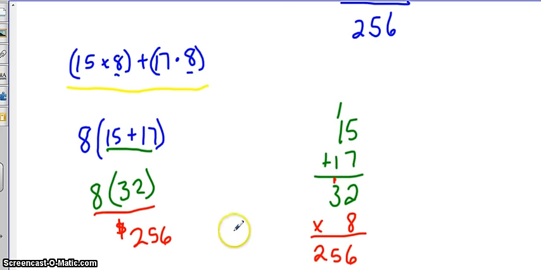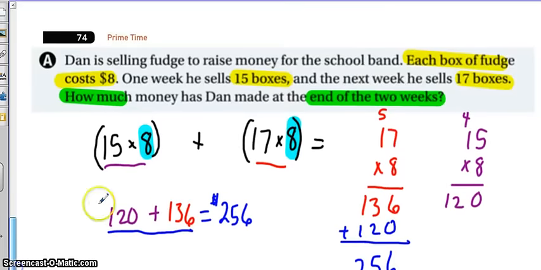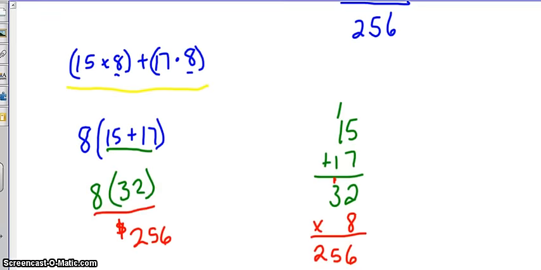So Dan made $256. We've got this equation that would be multiplying by the sum of the two total boxes. And we've got this one up here where we take week 1 and week 2. Again, I used the same thing. Each box was $8. I knew that I'd be multiplying my number of boxes by 8. And then to find my total, I'd either be adding up the weekly totals or adding up my total number of boxes and then multiplying. So that's how I knew.